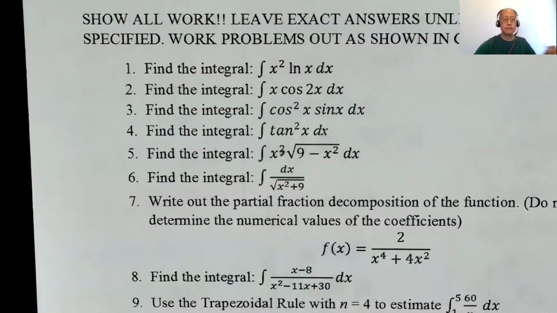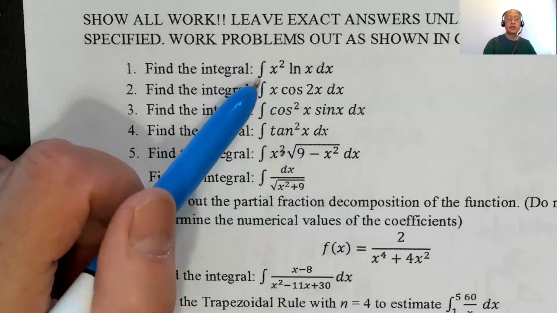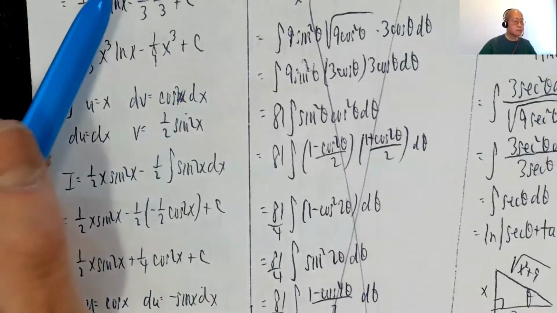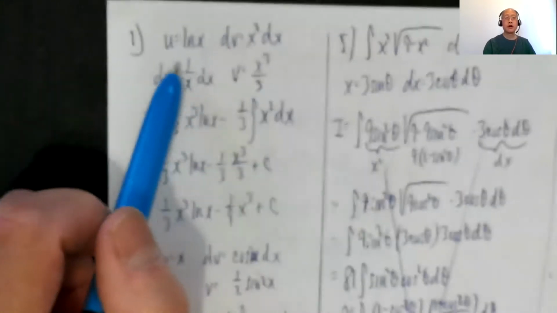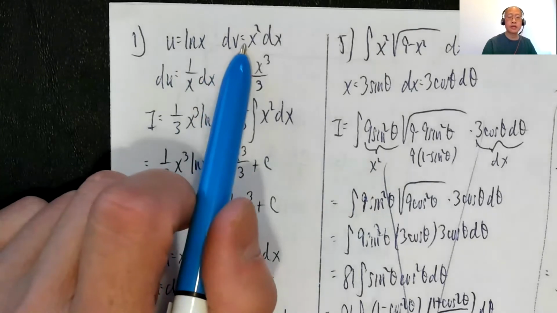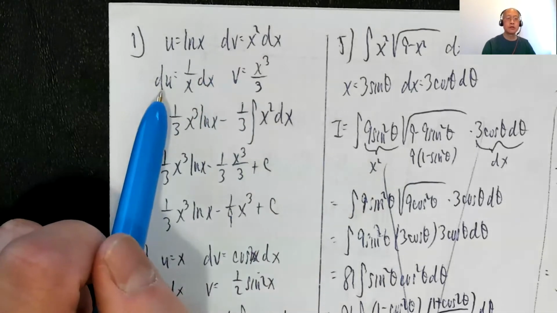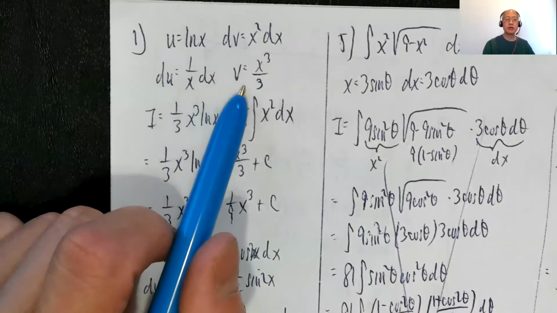These are solutions to Calc 2 exam number 2. Number 1, integrate x squared ln x dx. So there's an ln involved, so let that be u. dv is x squared dx. du is 1 over x dx. v is x cubed over 3.